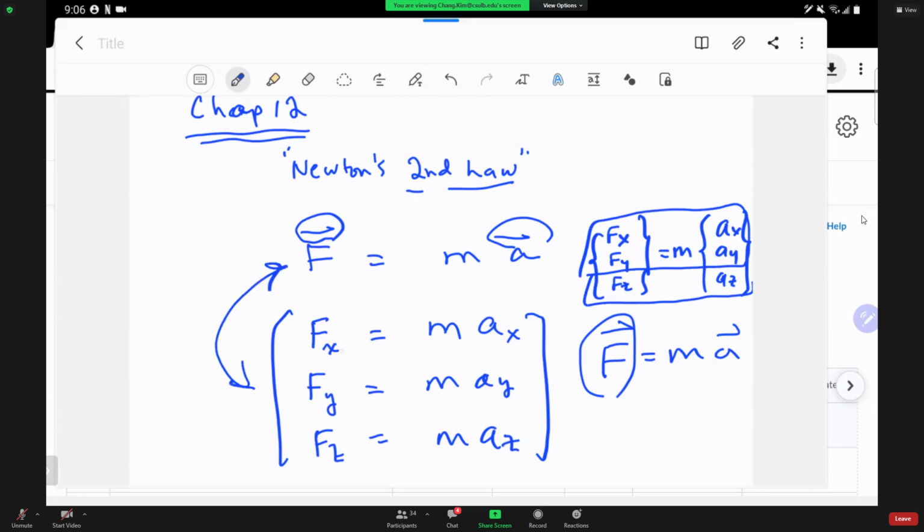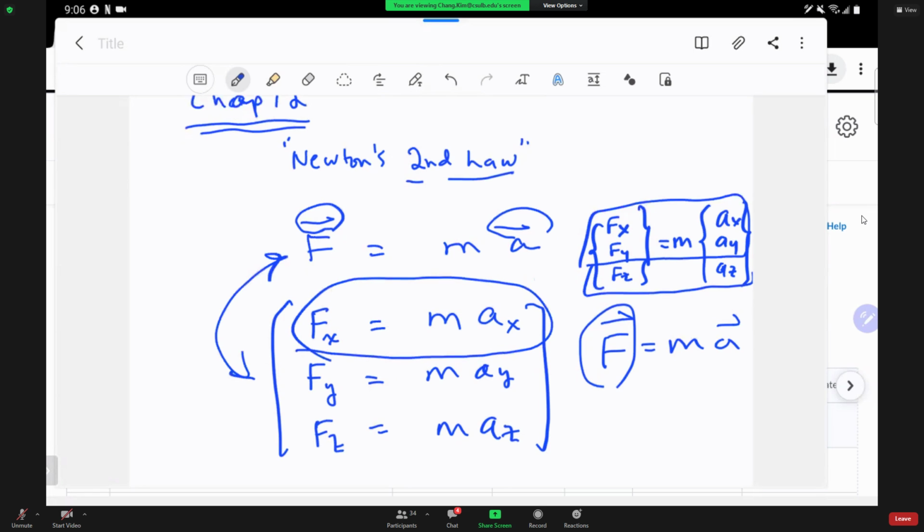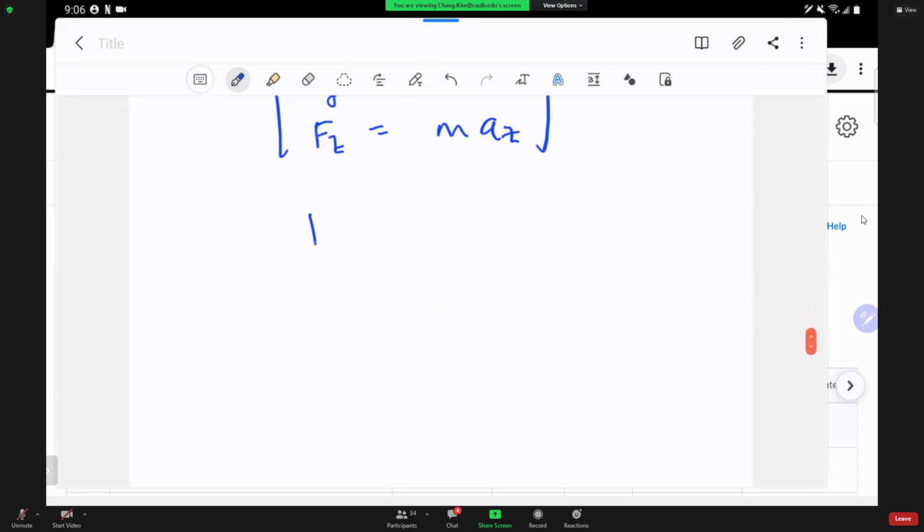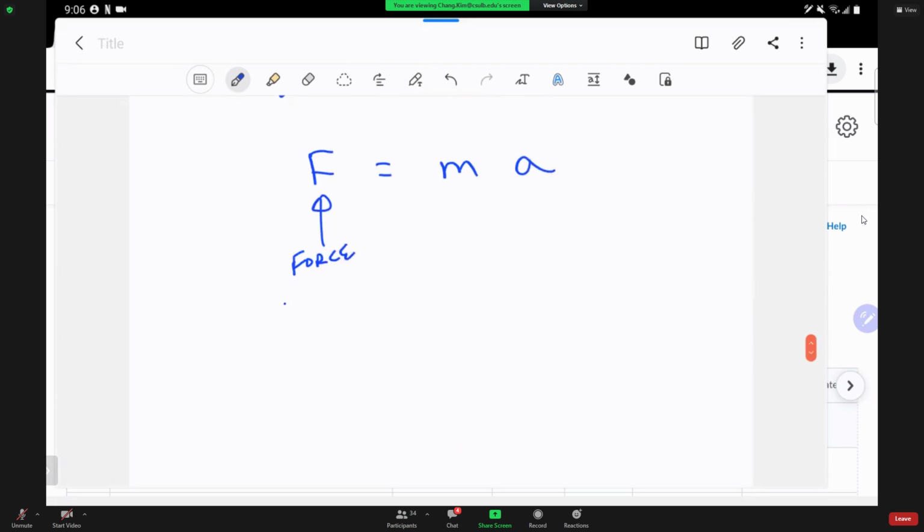In the one-dimensional case, it's just F equals ma. Looking into F equals ma, this is the force. The unit of the force is newtons. And in the English, the U.S. customary units, it's the pound.